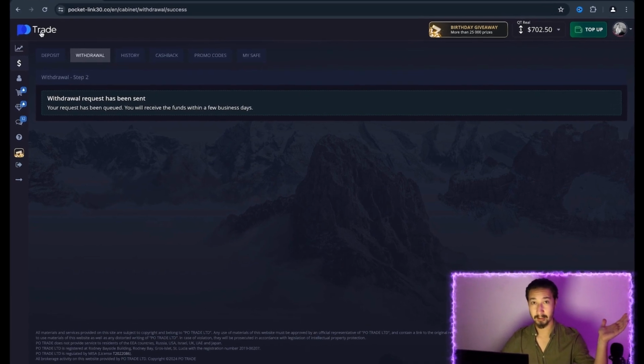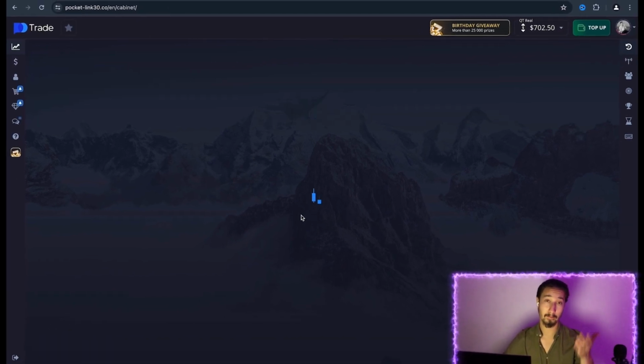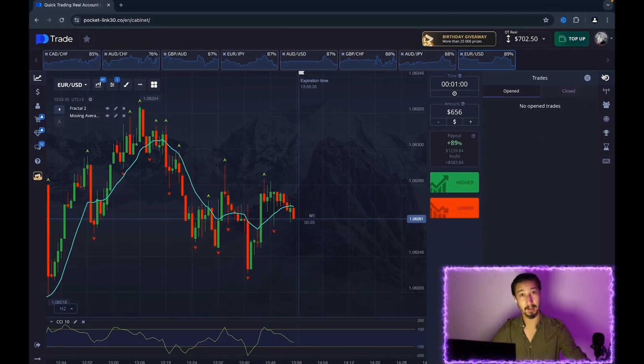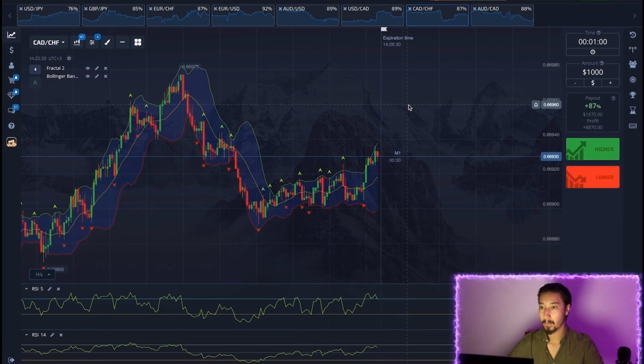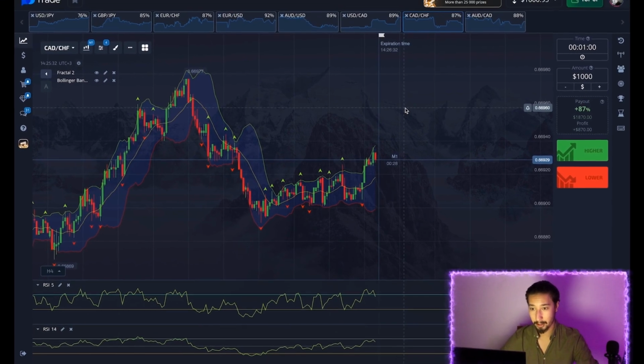Alright guys, this is the strategy. This is what the first strategy was. Let's move to the second one. Alright guys, let's review the second strategy.